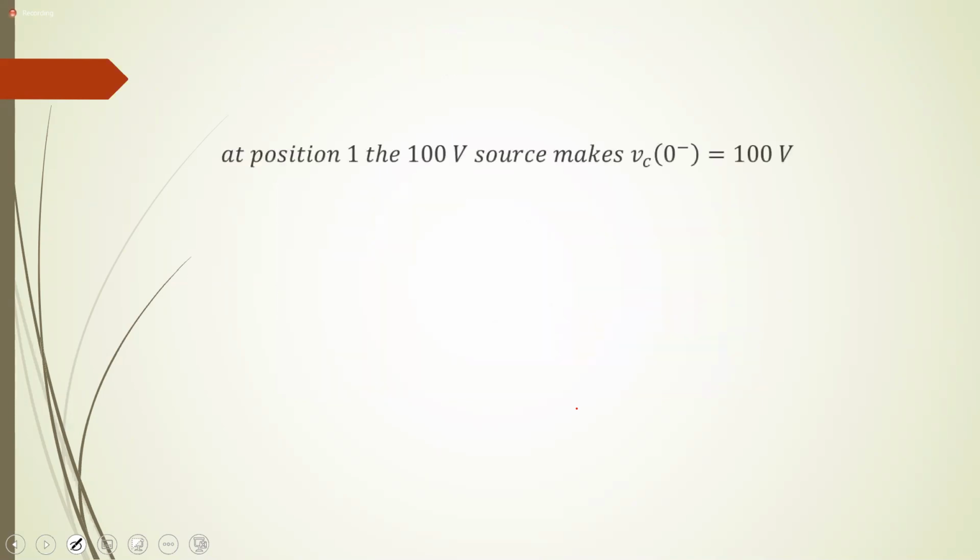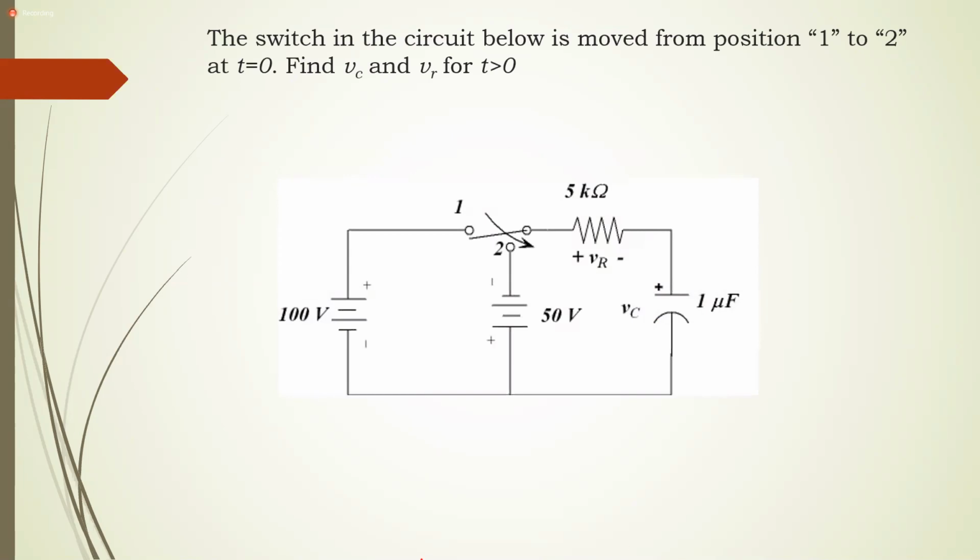So it will charge to 200 volts. By continuity of charge, we know VC at 0 minus equals VC at 0 plus. And once we switch it to position 2, going back to the circuit, after a long while, what will be the voltage across the capacitor? 50 volts.